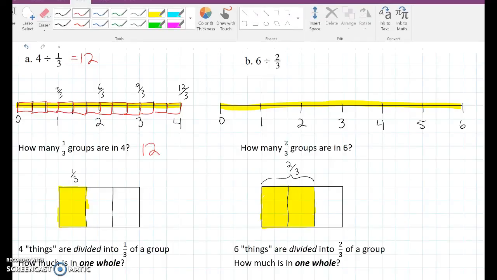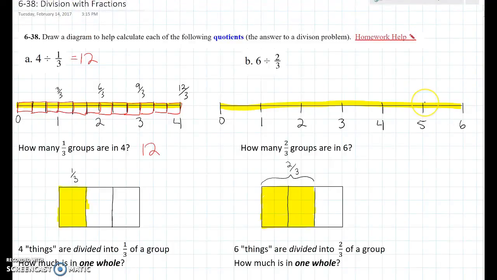Let's do this one here. Let's break this one up. So now I want 6 whole things. I have my number line, and I'm representing 6 wholes. And I'm cutting them into groups. I'm dividing them into groups of 2/3. So I still want thirds. So I'm going to take my wholes and cut them into thirds. 1, 2, 3, 4, 5, 6, 7, 8, 9, 10, 11, 12.